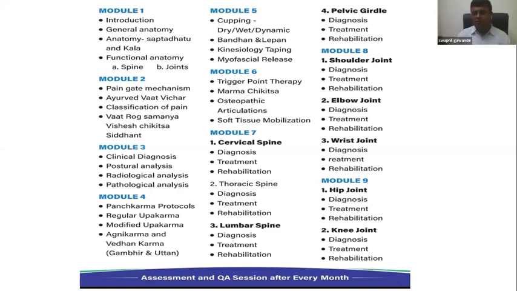From module 7 to module 11, we are going to see how to integrate all these modalities segment-wise. For example, for the cervical spine, how can we diagnose, how can we treat, how to rehab, then thoracic, then lumbar spine. Then we are going to elaborate joint after joint, each module having a different segment. For example, in the 7th module, we are seeing the spine. Then from the 8th module, we are seeing the upper body joints like shoulder, elbow, and wrist. In the 9th module, we are going to see the lower limbs like hip, knee, and ankle joint.